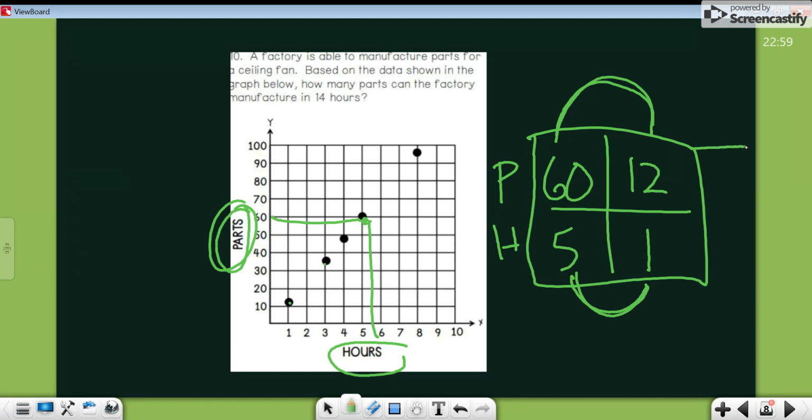I can add on to my proportion box and kind of make it into a rate table. I want to know how many parts it can manufacture in 14 hours. So I think, do I put my 14 on the top or the bottom? And I put it on the bottom. And then I can multiply 1 times 14. And then I multiply 12 times 14. And I'm going to let you tell me what that answer is.